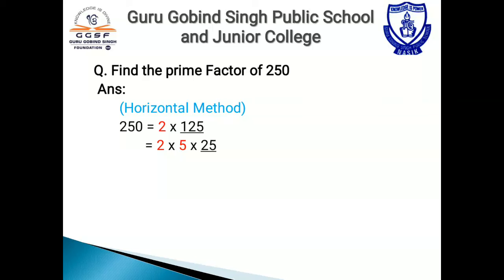So again we got two prime numbers, 2 and 5. 25 is a composite number, so we will split 25 and take 2 and 5 as they are to the next step. So 2 into 5 is taken as it is and 25 is split, that is 5 into 5. Now we got all the numbers which are prime numbers. So 250 is equal to 2 into 5 into 5 into 5. All are prime numbers. If you multiply, 2 5s are 10, 10 5s are 50 and 50 5s are 250. So 250 is split into its prime factors.